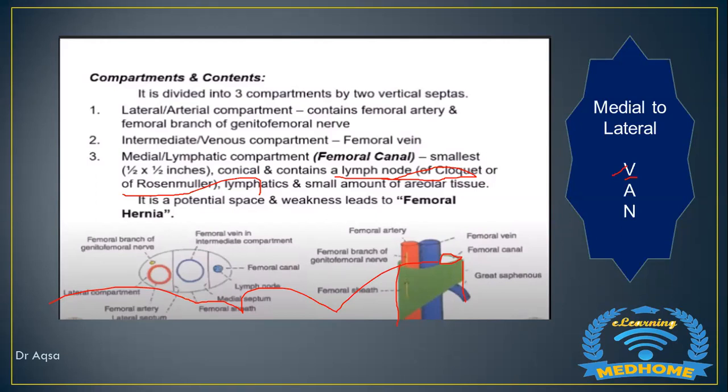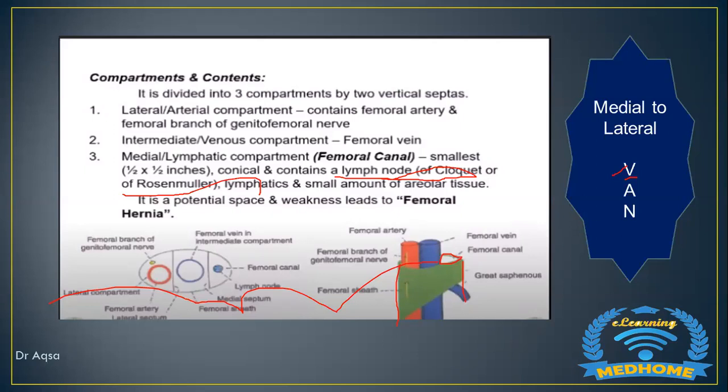Now, what does this femoral canal contain? It contains a lymph node, the lymph node of Cloquet, which drains the clitoris, and a small amount of areolar tissue. The importance of this femoral canal is that it's a weakened area from which a femoral hernia can happen.